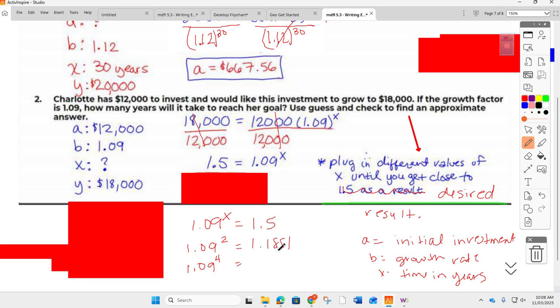So what y'all got? 1.4115, and I'm going to put dot, dot, dot. So let's see if we can get closer to that. So let's try 1.09 to the fifth power. So that would be 5 years. So I got 1.5386 dot, dot, dot. We have a bunch of other decimals after that.